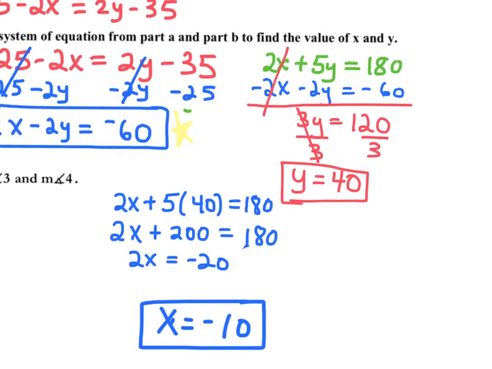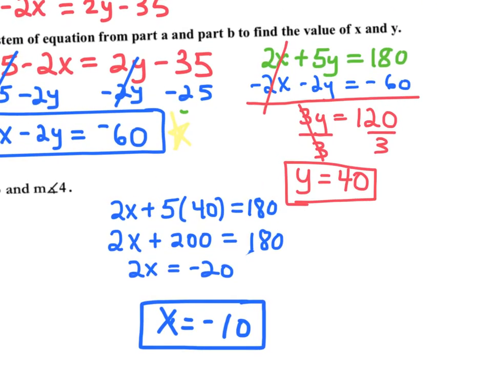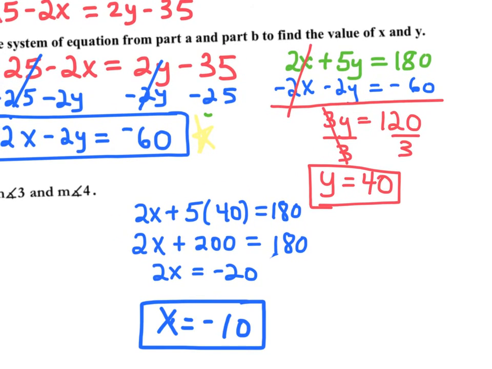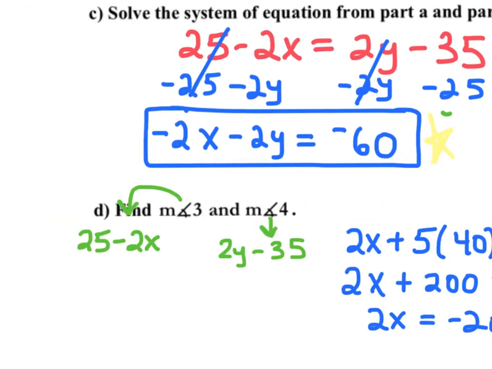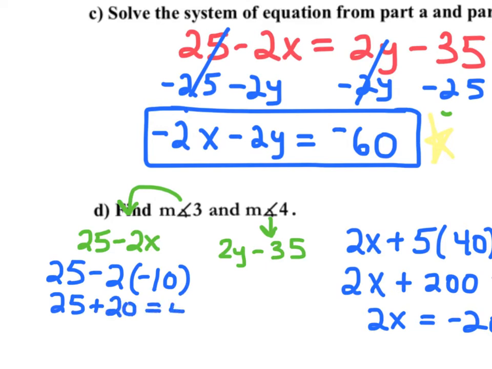Whoa, that's not what I wanted to do. Okay, sorry about that. So now we know that x equals negative 10, and we can plug in to find the measures of angle 3 and 4. So I know 25 minus 2, I'm going to plug in negative 10 for x since I just found out that x is negative 10. All right, I get 25. Negative 2 times negative 10 is going to give me a positive 20, and that's going to give me 45 degrees.